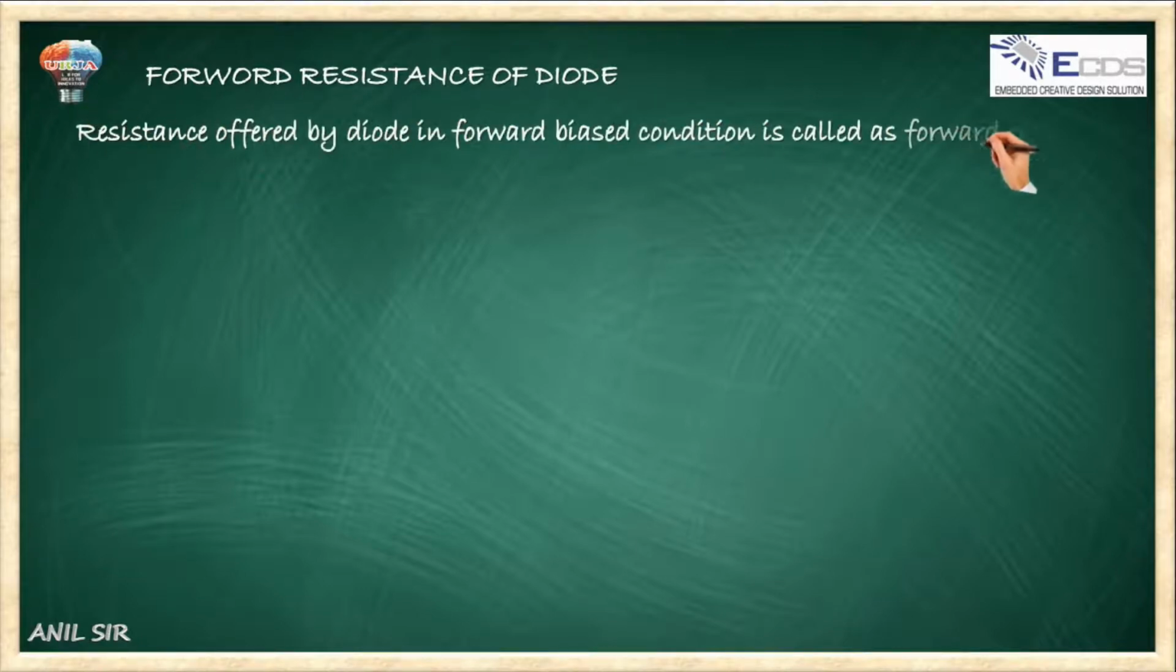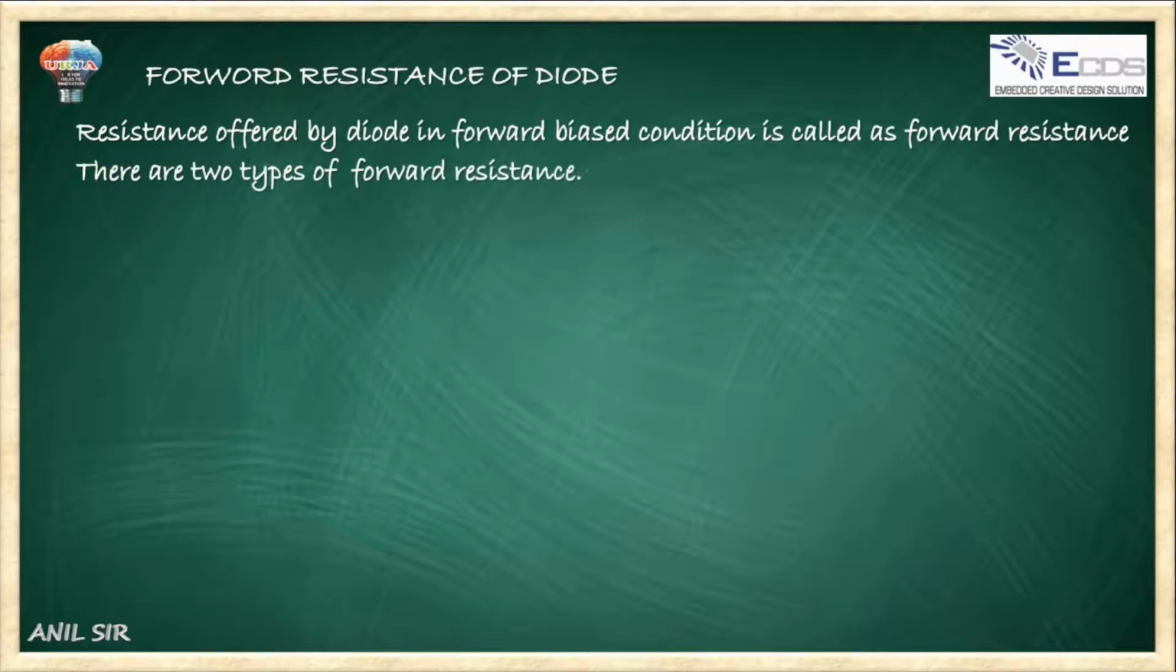Then we have to study the different characteristics of diode. For that purpose, we have to study all the different parameters related to the diode. So the first parameter is the forward resistance of diode. What do you mean by the forward resistance of diode? Resistance offered by the diode in a forward bias condition is called the forward resistance. Now you must have seen that in forward bias, there is some resistance offered by the diode. It is called forward resistance.